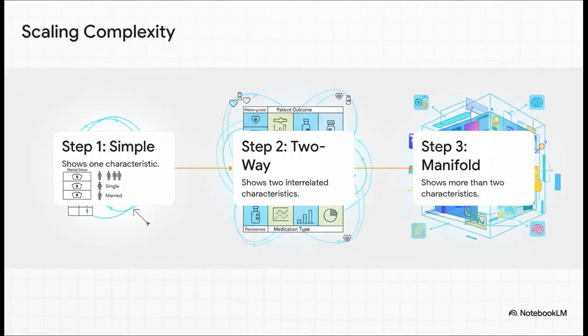What's great is that tables can grow with your needs. You can start super simple with a one-way table, which just shows one thing, like say, the marital status of your patients. But then you can level up to a two-way table to see how two things are connected. And if you need even more power, you can use a manifold table to look at the relationships between a whole bunch of variables all at the same time.